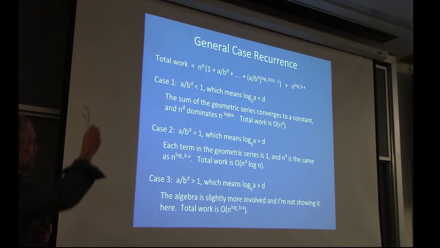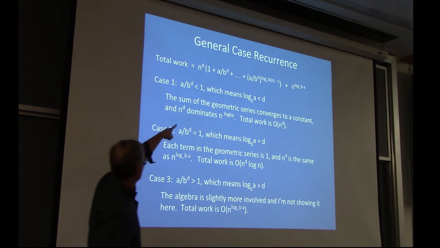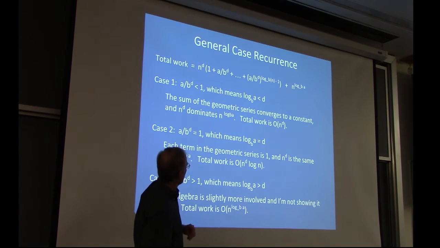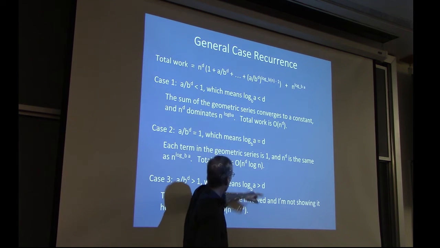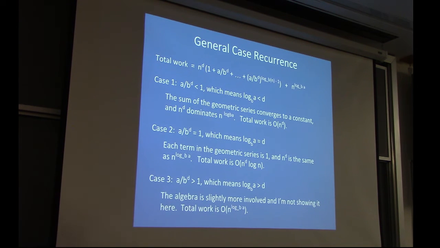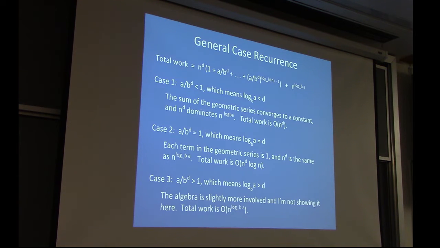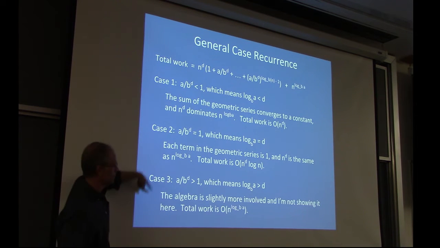Then you end up with this sum you have to work out. And it turns out if you want to compute that sum, you have to use 3 tricks depending on whether log_b a is less than d, log_b a is equal to d, or log_b a is greater than d. And then by making one of those assumptions, it's possible to do the sum. So that's just a sketch of the proof of the master theorem. I picked 3 special cases that illustrate each of these.